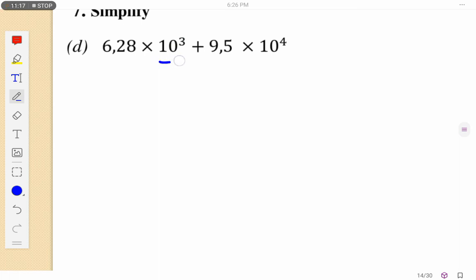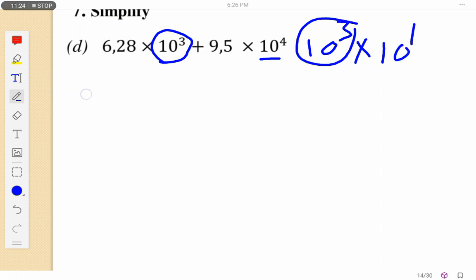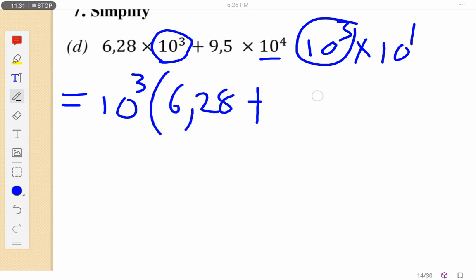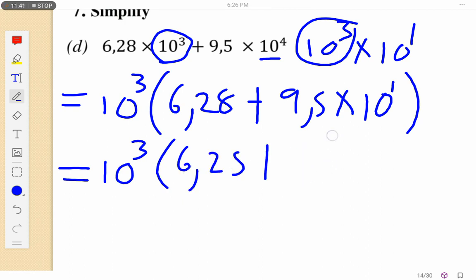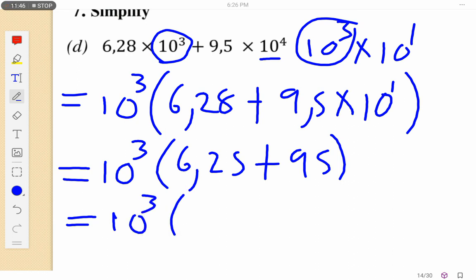We take again the common factor, this one, and this one is the same as 10 to the power of 3 times 10 to the power of 1. So I'm taking this factor here as the common factor, 10 to the power of 3. Then I'll remain with 6.28 plus 9.5 times 10 to the power of 1, like that. So this is the same as 10 to the power of 3, 6.25 plus 95, like that. So we'll get 10 to the power of 3. Inside there, I'll get 101.28. Okay, if I add them.